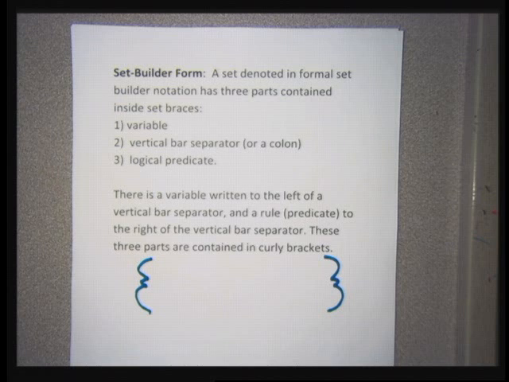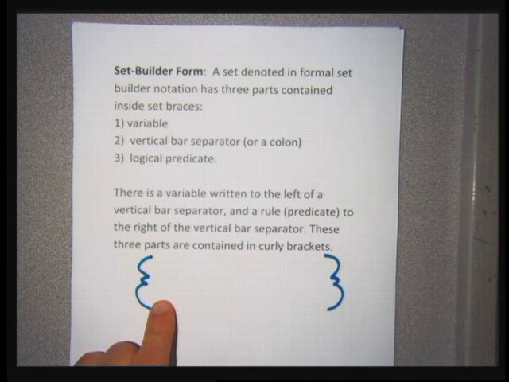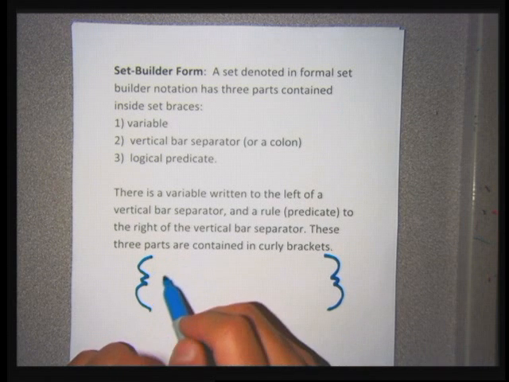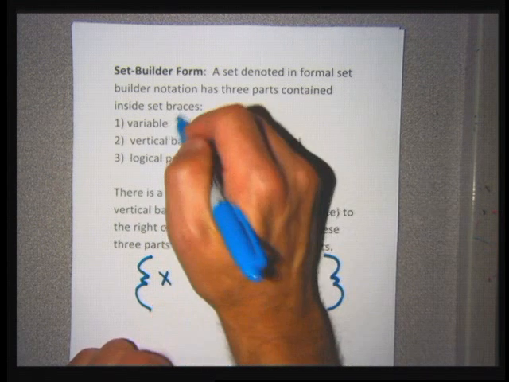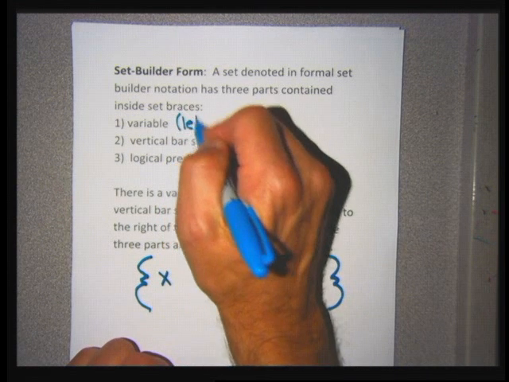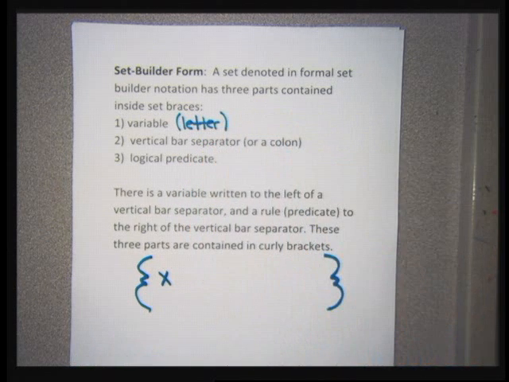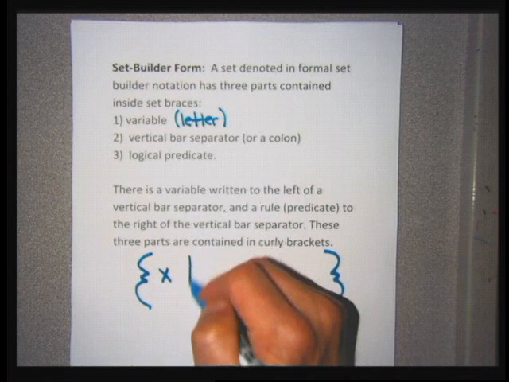Inside a set brace, the very first thing that's going to be written is a variable, usually a letter. I often use the letter x unless the problem makes it so I need another letter that makes more sense. If no other letter makes sense, x feels really nice. After the letter, we either put a colon or a vertical bar. Mostly I put a vertical bar.